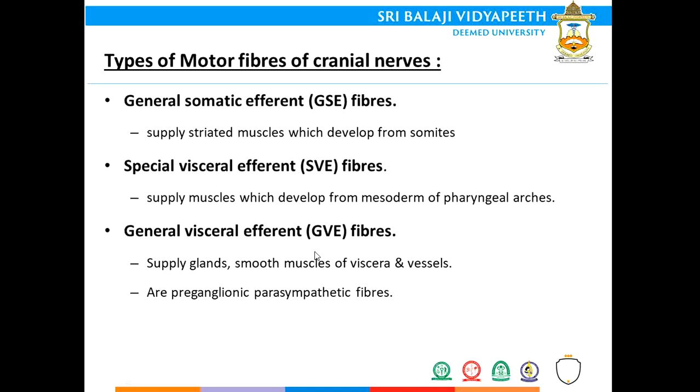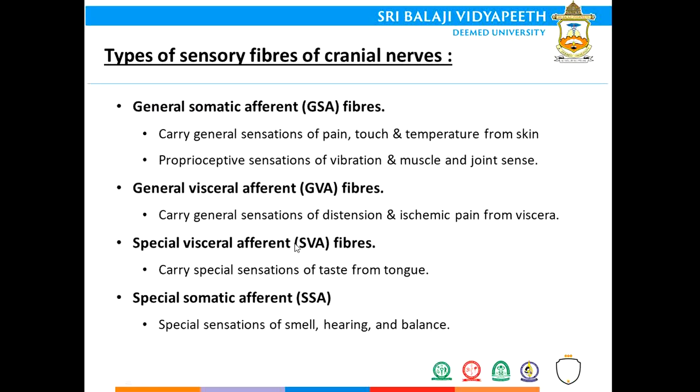Now you see here, when it is purely sensory, it will not have these motor fibers. That means no general somatic efferent, no special visceral efferent, and no general visceral efferent. But it is carrying sensory fibers, that means it will have some afferent fibers. So what afferent fiber will it have?